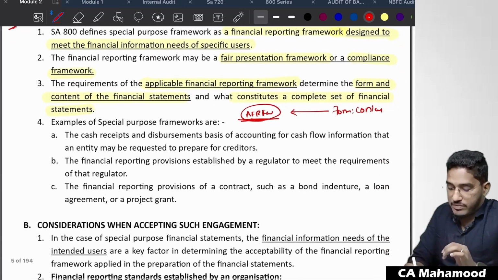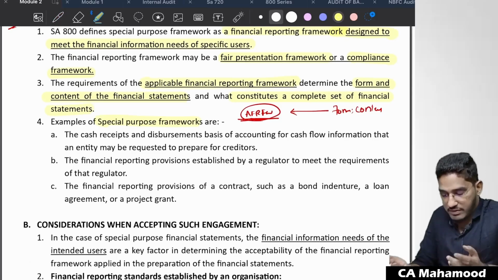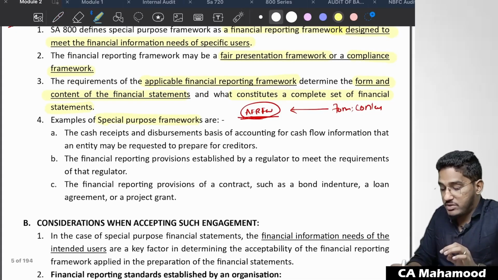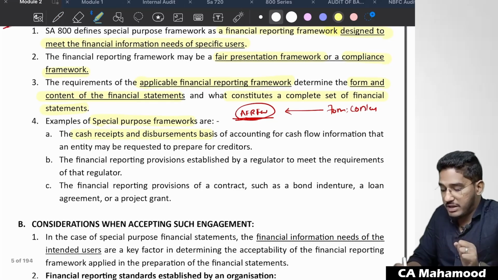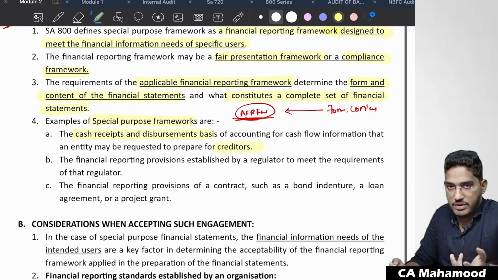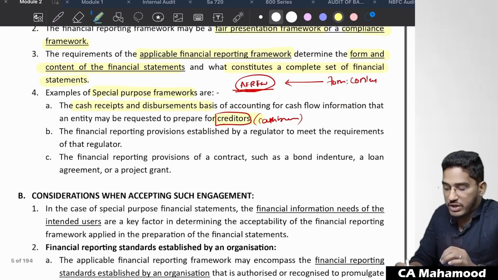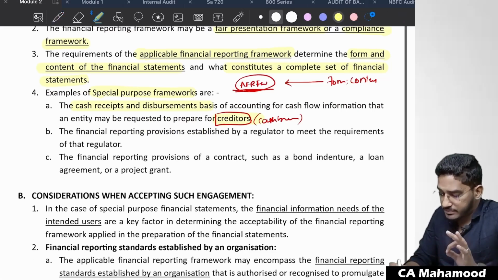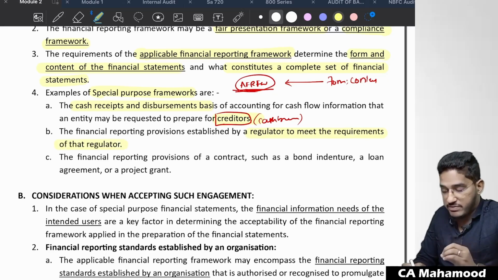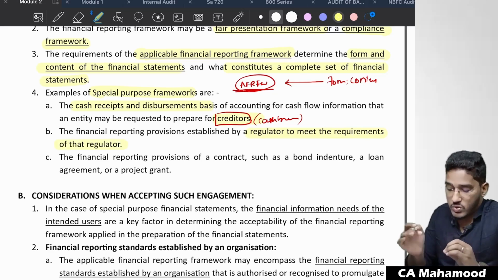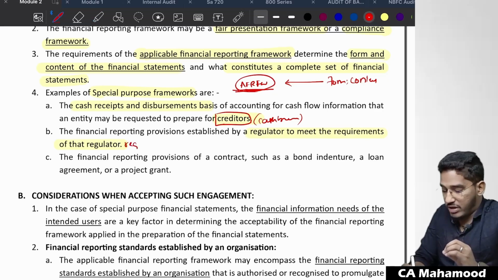Next, they are giving examples of the special purpose framework. The same examples I have also given. The cash receipts and disbursement basis of accounting, nothing but cash basis of accounting, for cash flow information that an entity may be required to prepare for creditors. So sometimes a special purpose framework might be as per the requirements of the creditor. They might ask us to prepare the financial statements on cash basis. Or the financial reporting provisions established by a regulator to meet the requirements of that regulator. Sometimes the requirements can also come as per the regulator's requirements.